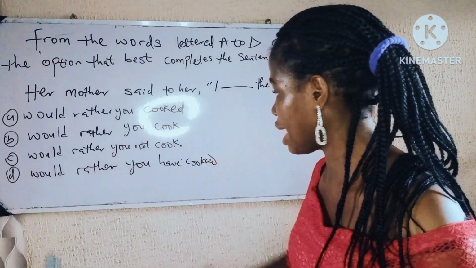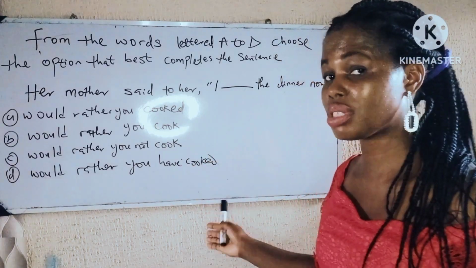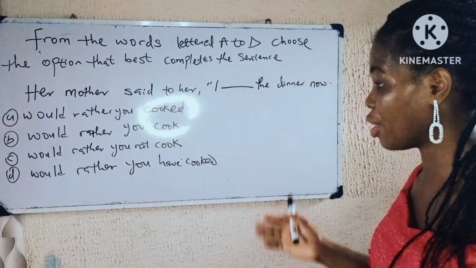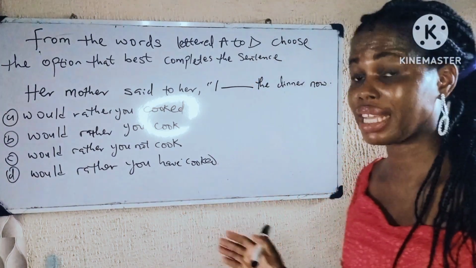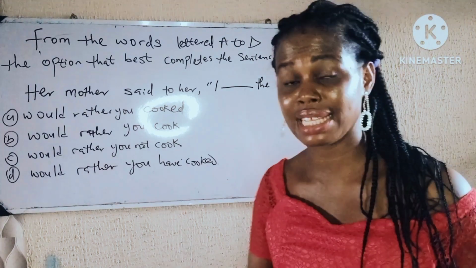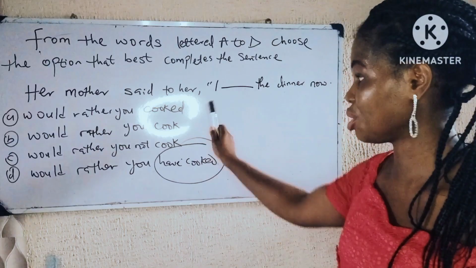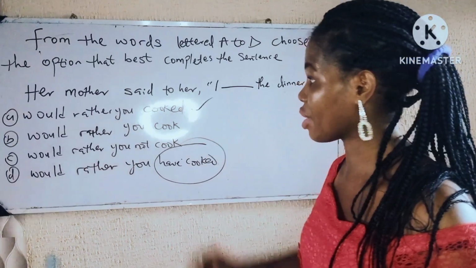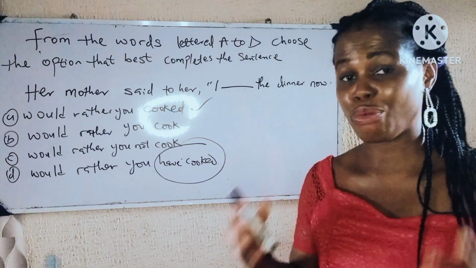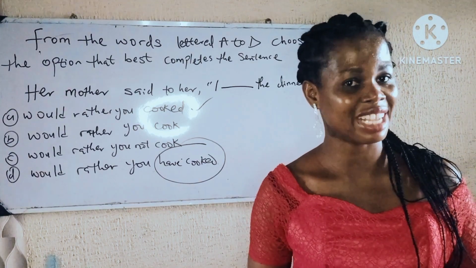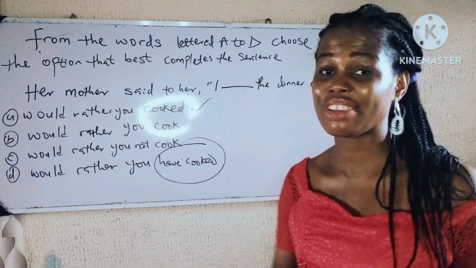Option B and option C are incorrect, and option D is incorrect because what we use is not the past participle but the simple past tense. That's what we use in constructing a sentence that contains would rather. So option D is incorrect and option A is the correct answer. That will be all for today. I hope you understood the lesson, and when you see a question like this in your exam, you'll be able to answer it correctly.